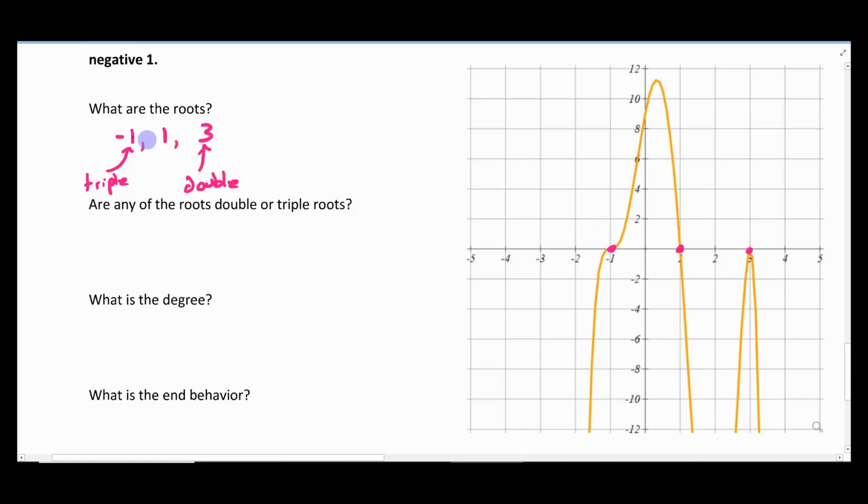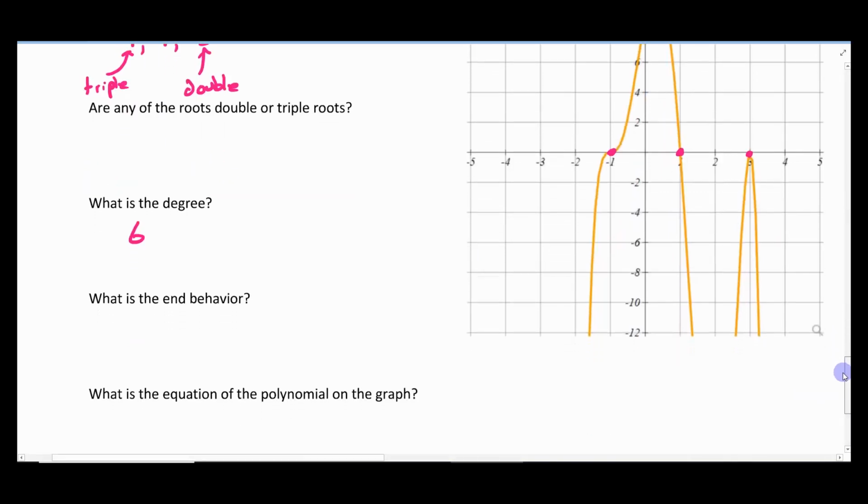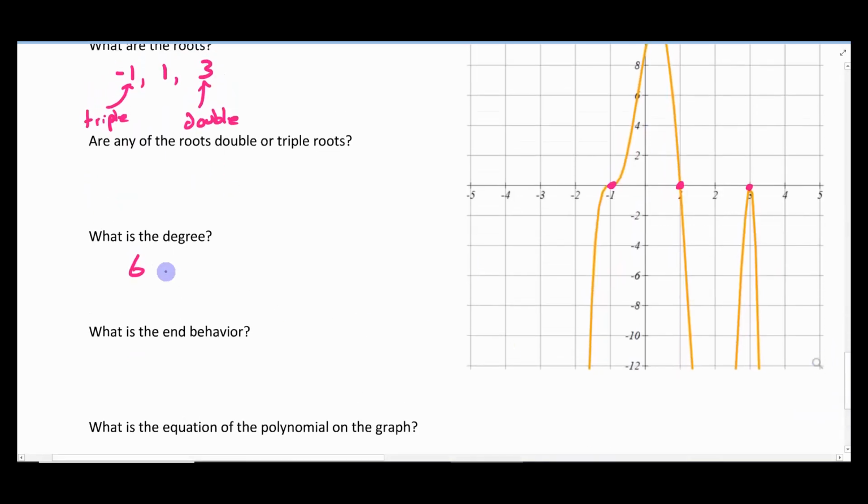Okay, so let's think about that. We've got this next question: what is the degree of this polynomial? So if this is a triple root, that means that this root occurs 3 times, this one occurs twice, so that's 3 plus 2, that's 5, and then we have another one here that is 6 roots, and if we have 6 roots, that means the degree must be 6. The degree corresponds to the number of roots. It also corresponds to the number of linear factors. All right, so we know the degree.